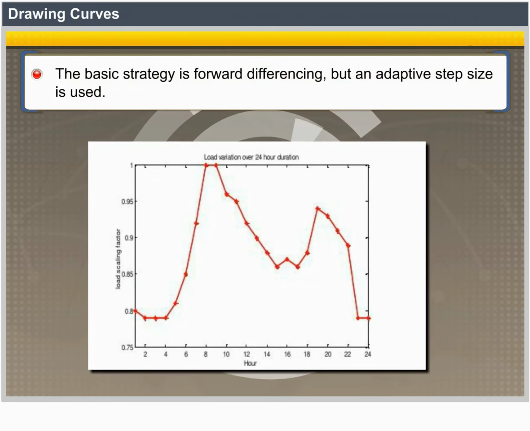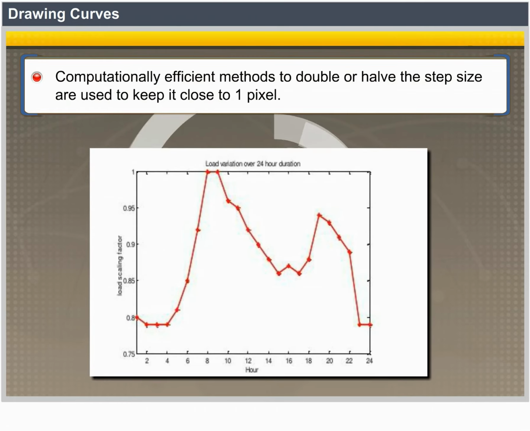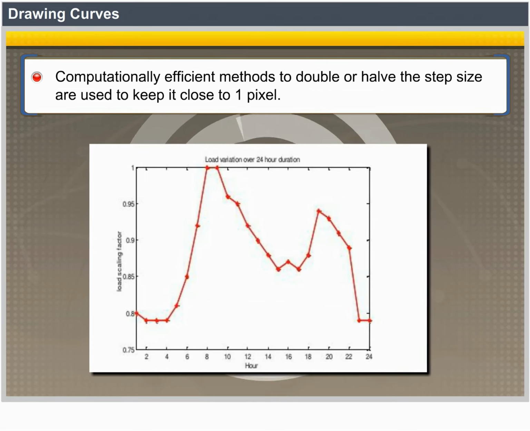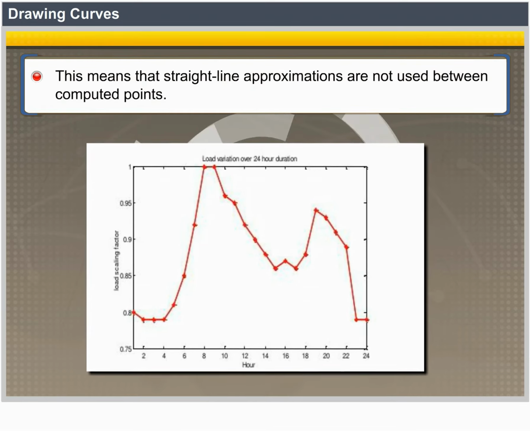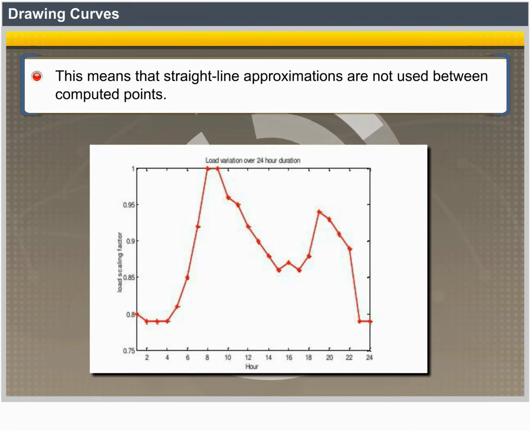The basic strategy is forward differencing, but an adaptive step size is used. Computationally efficient methods to double or halve the step size are used to keep it close to 1 pixel. This means that essentially no straight line approximations are used between computed points.